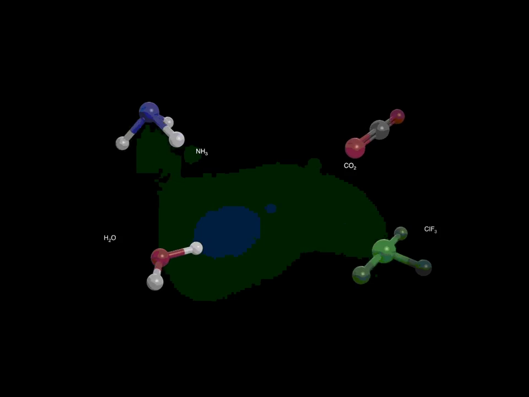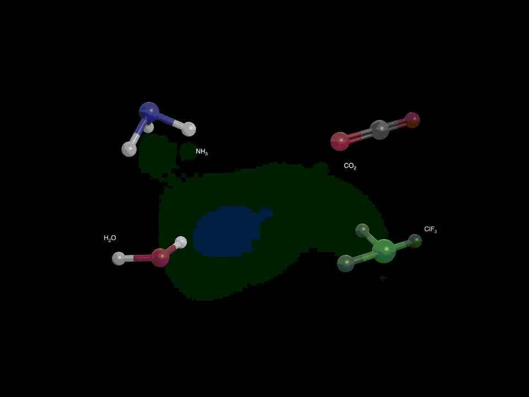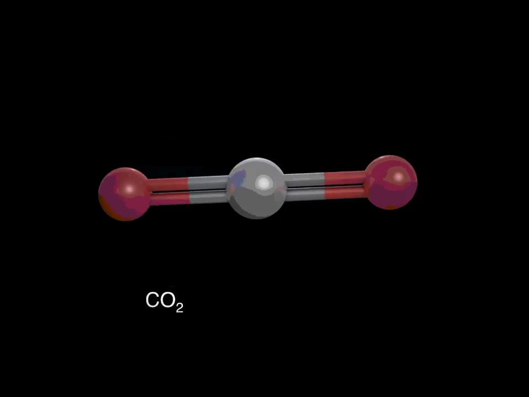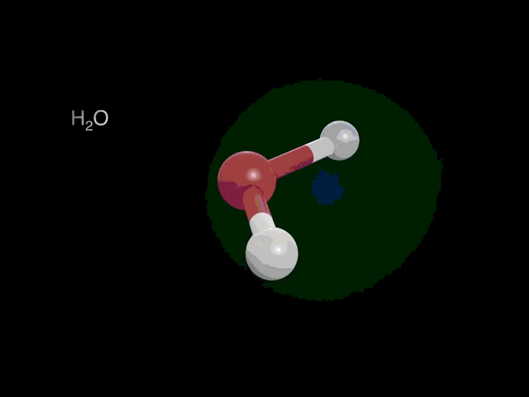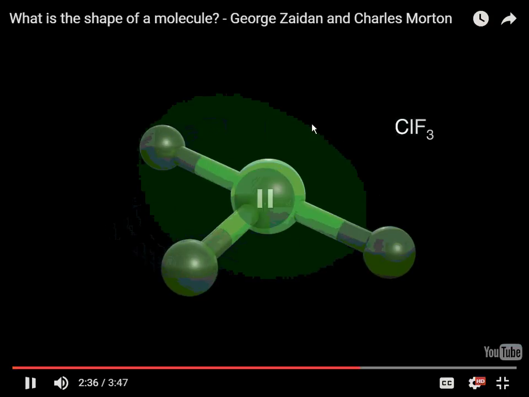Now, depending on the different atoms involved, you can actually get lots of different shapes. Ammonia, or NH3, is shaped like a pyramid. Carbon dioxide, or CO2, is a straight line. Water, H2O, is bent, like your elbow would be bent. And chlorine trifluoride, or ClF3, is, say again, T-shaped. This is not one you learned in honors chem.